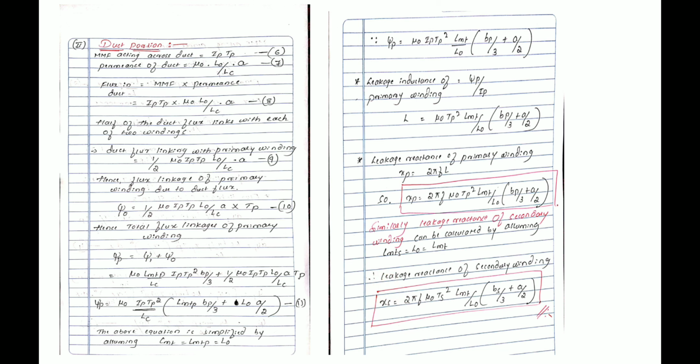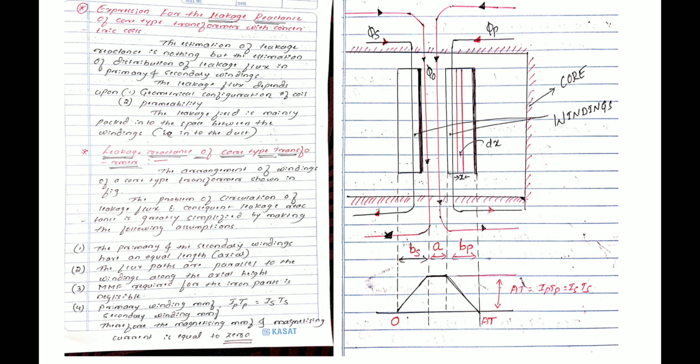combined will give what? Total leakage reactance of a core type transformer. I hope all of you are clear with this derivation. From exam point of view, it is very important. Just practice this one. Okay, thank you.